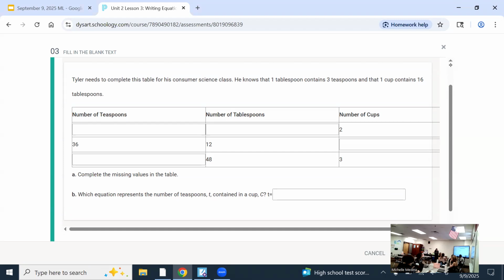In the first row, they're giving us that if they have 2 cups, we need to fill in the number of tablespoons. The reason I'm working this way is that tablespoons are the next biggest and teaspoons are the smallest. They don't give me a direct conversion from teaspoons to cups, so I'm working backwards, from smallest to bigger to biggest unit. The helpful information is that 1 cup contains 16 tablespoons. If there are 16 tablespoons in 1 cup and there are 2 cups, how many total would that be? 16.